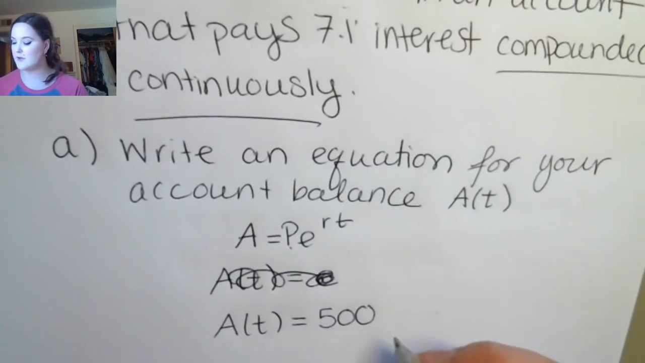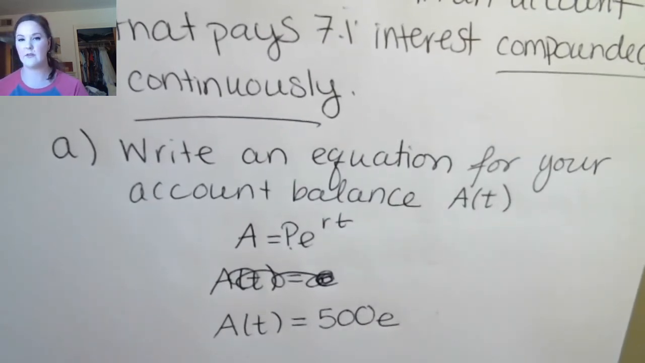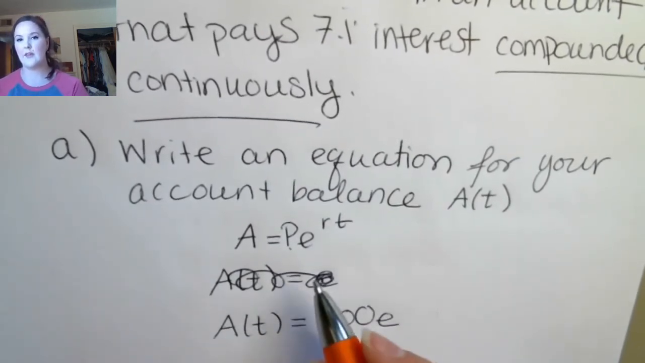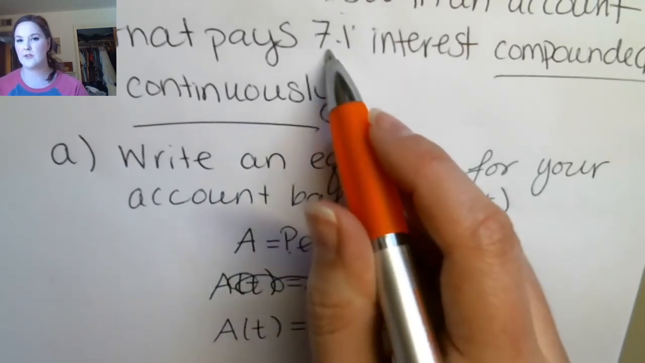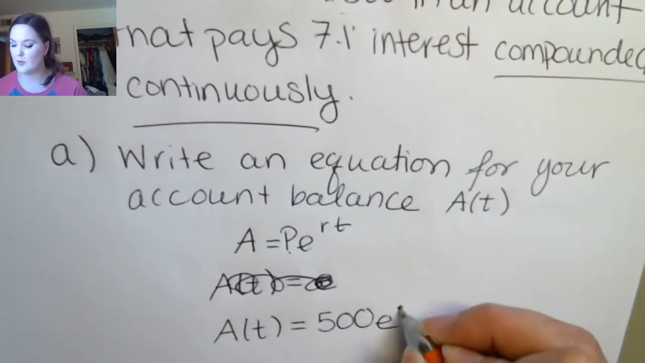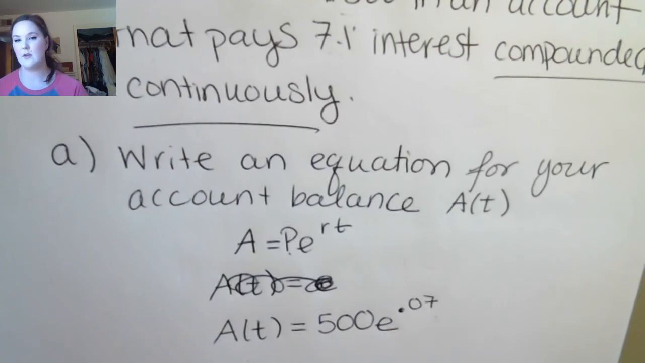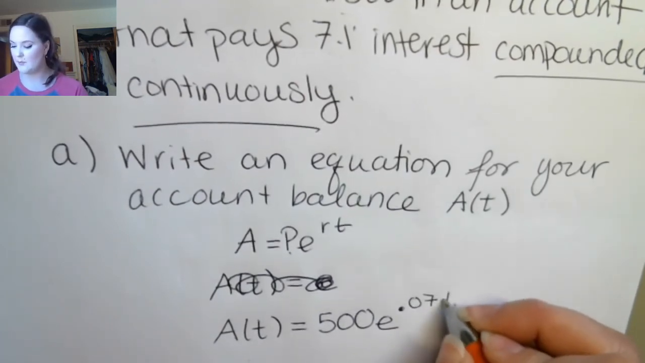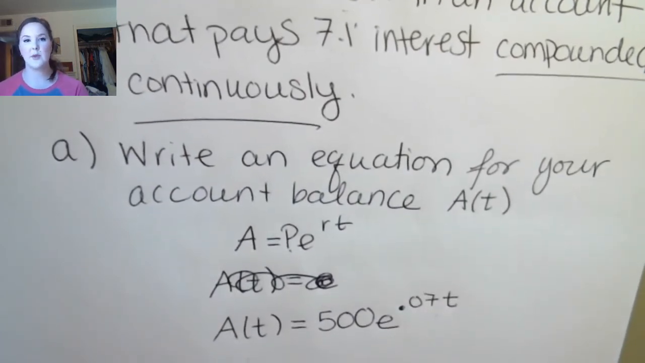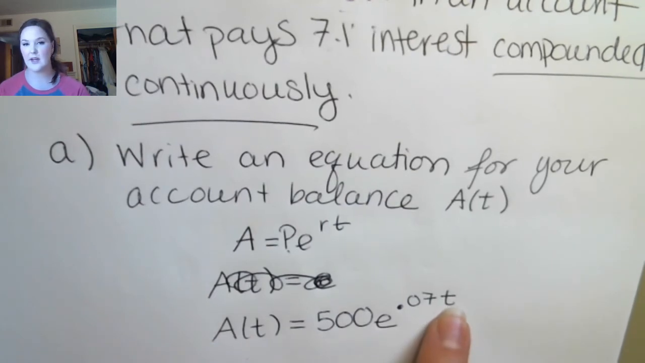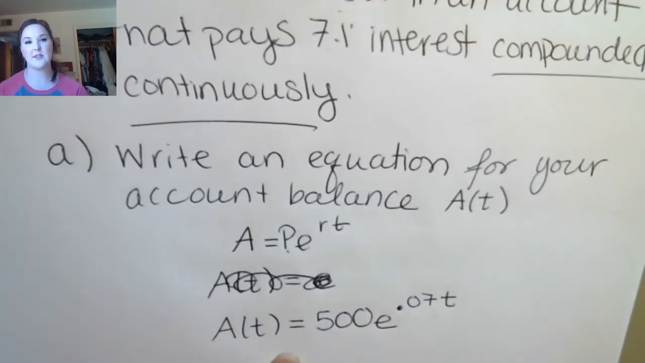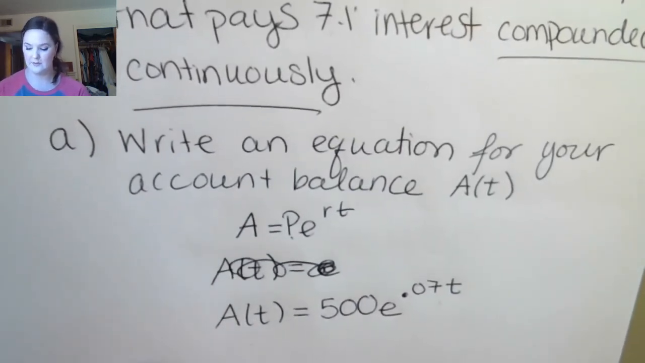Remember E is a numerical value, so I don't need to fill anything in for that. And then R is my interest rate, so 7% written as a decimal is 0.07. And T is my input variable. So this will be my equation. T is my independent variable, and A of T is my dependent variable.